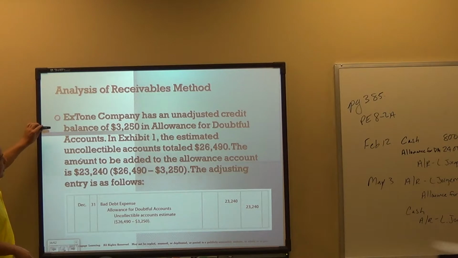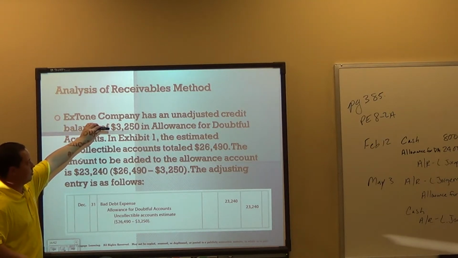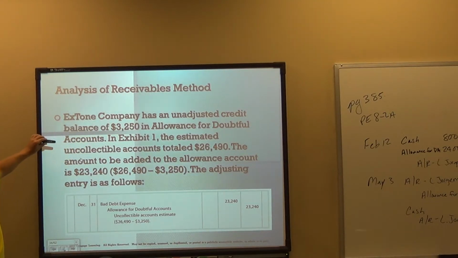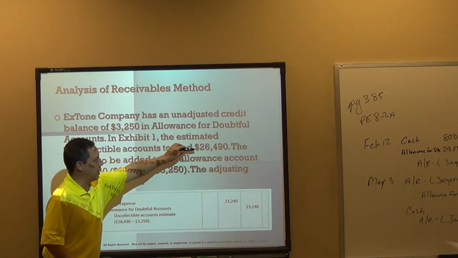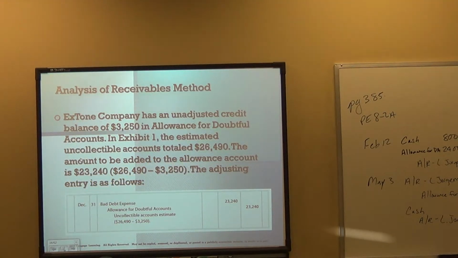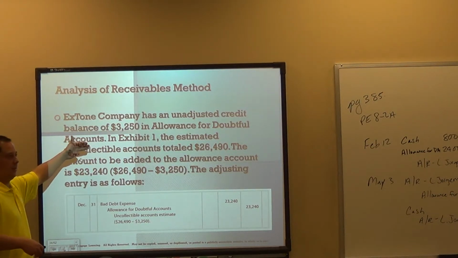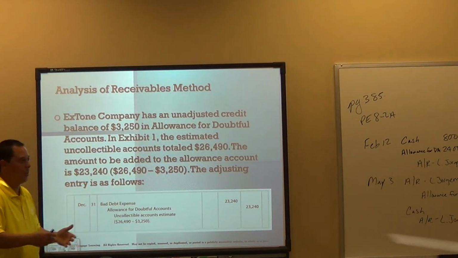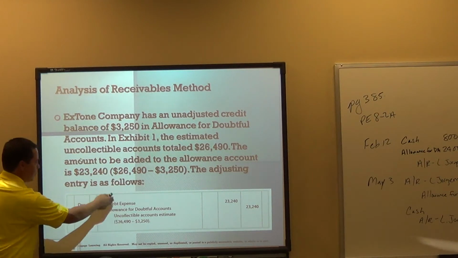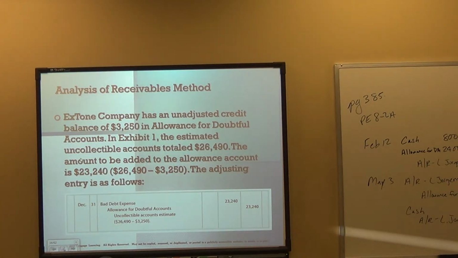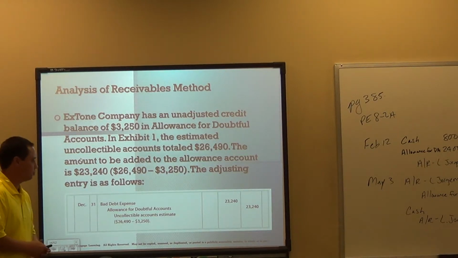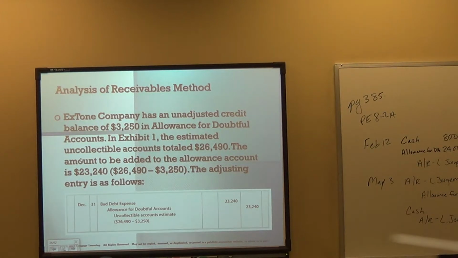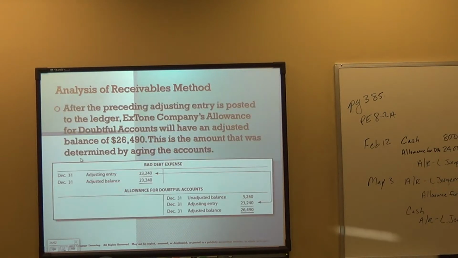So this is the balance in that account, 3,250. And so the estimated collectible will be 26,490. Because of that, we only need to add 23,240 to get us to that, because we already have some money in there and we need to get to this number. So we just take this minus that. It gives us what we need to do to get to that number. And that's all this is. And so we have the bad debt expense, and then we have the allowance for doubtful accounts, and they got that by subtracting the two numbers there.